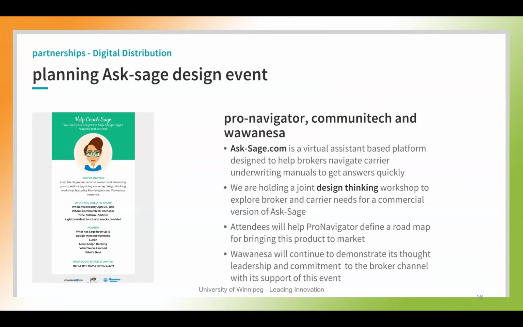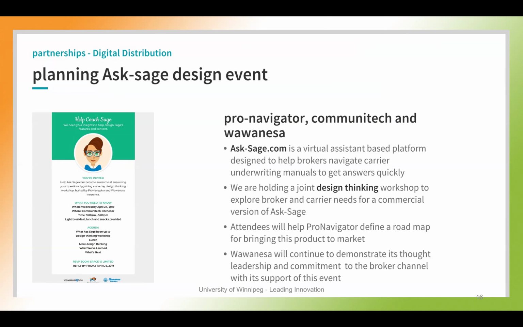So this was part of our launch event, I should say. We had a launch event at Communitech in Kitchener. I did a presentation. We had a couple other people who did. We did a little bit of a digital roadshow, and we had invited a lot of our best brokers to this meeting. And then at that meeting, we announced that we were working with ProNavigator on Ask Sage. We had a demo there, just an MVP, and we showed it to them, and all of the brokers went crazy. They liked it so much. They thought it was such a great idea.